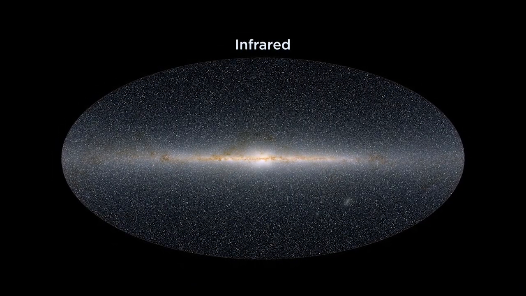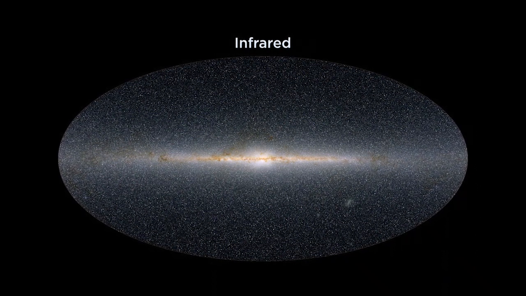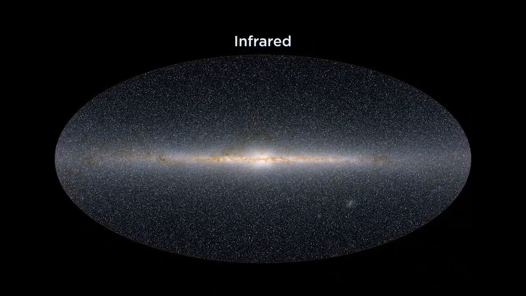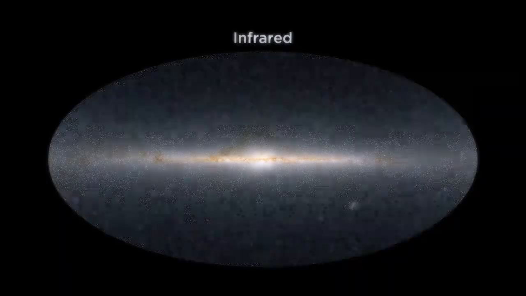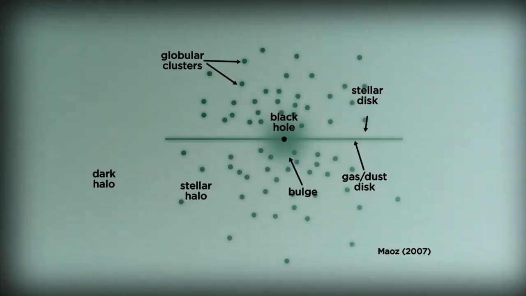An all-sky map based on infrared images rather than visible light gives a clearer view of the bulge and disk because infrared radiation has an easier time penetrating through the dust clouds. A schematic diagram of the Milky Way helps us understand the different parts. At the center is the black hole, Sagittarius A star, with a mass of 4 million suns. It's surrounded by the stellar bulge, a few kiloparsecs wide, and a mass of 20 billion suns. Then there's the disk, with a total mass of around 70 billion suns. The sun is in the disk, about 8 kiloparsecs from the center.